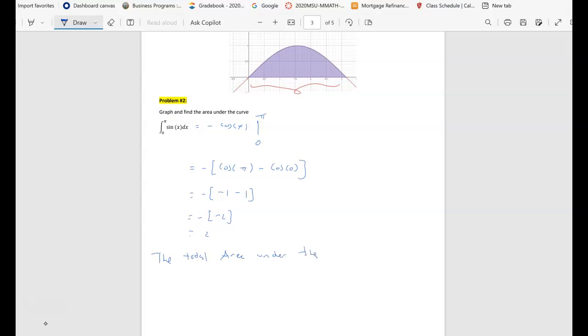I'll write it out as the total area under the curve for f of x equal to sine of x from x equals 0 to x equals pi. It's 2 units squared.